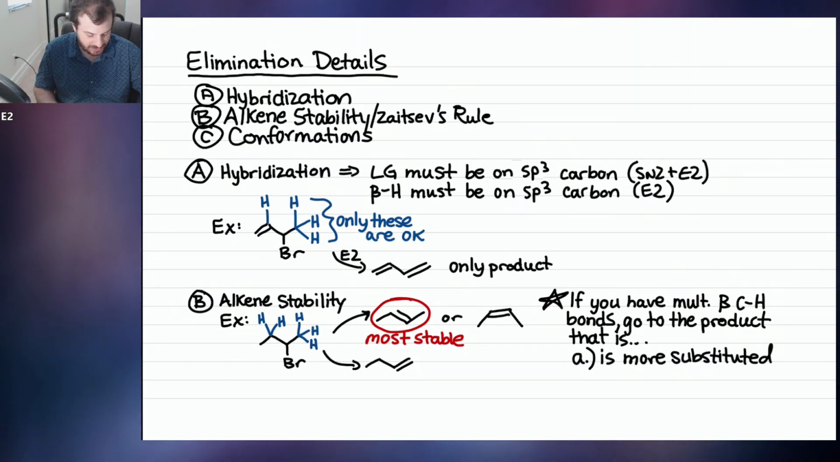Take a look at this alkene. How many hydrogens are a part of that alkene? 2. There's 2 hydrogens on that alkene. How many hydrogens are part of this alkene? 3. So the fewer hydrogens you have attached to the alkene, the more stable it is, and we call that more substituted. So you want to go to the alkene that is more substituted, and we call that Zaitsev's rule.